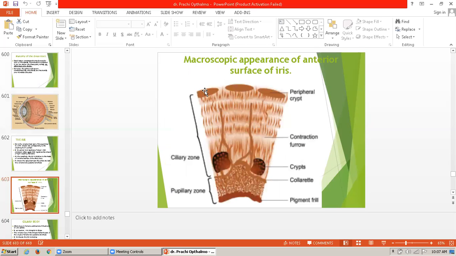The macroscopic appearance of the anterior surface of the iris shows two zones, the pupillary zone and the ciliary zone. In the pupillary zone, there is a pigment frill, collarette, crypts, contraction furrows, and the peripheral crypts.